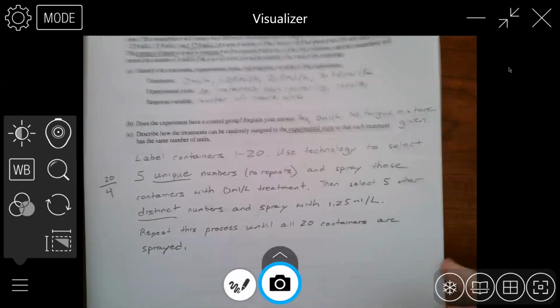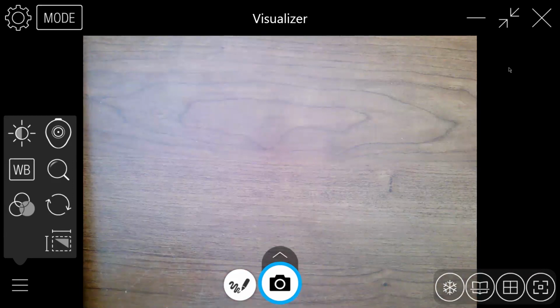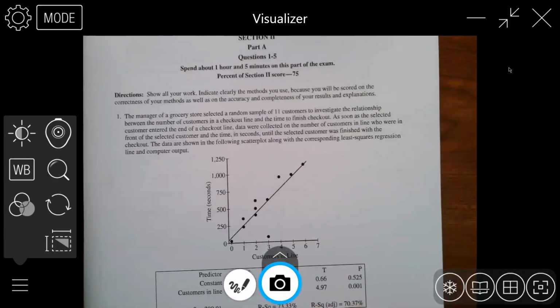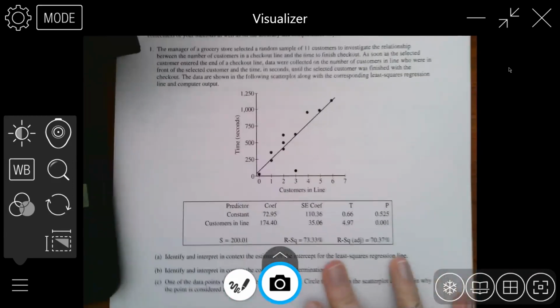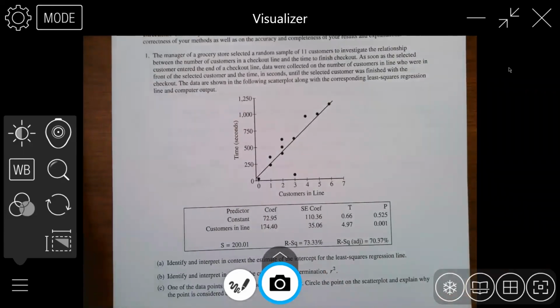Okay, so our last one comes from 2018. It was actually the first question on the test here. A nice linear regression, okay? So I'll give everybody a second to read this. I love this too because it's about checkout lines at the store. Kind of relatable to the current times.